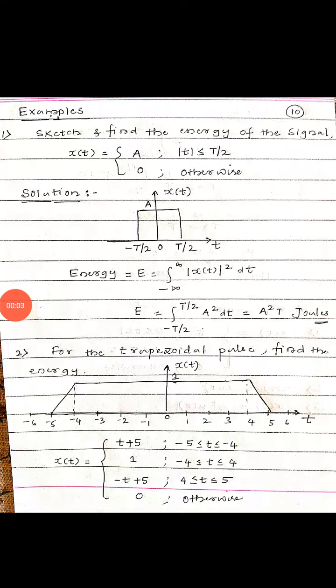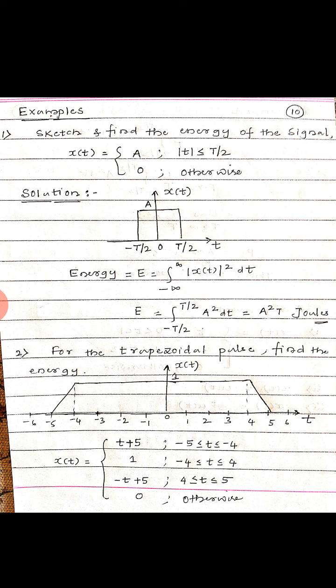Students, in this video we'll see how to find the energy of continuous time signals. In the first example, some signal x of t is defined for the interval mod t less than or equal to T by 2, where the signal value is A, and for the other interval the signal value is 0. So how do we sketch this signal?